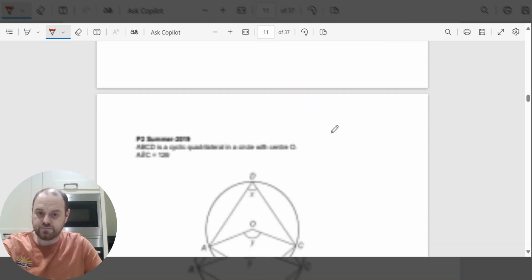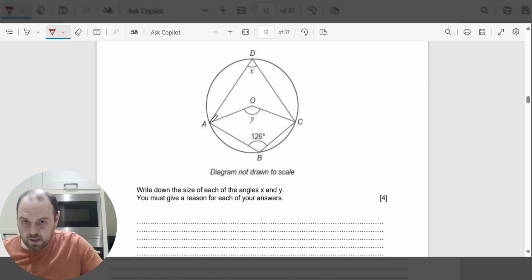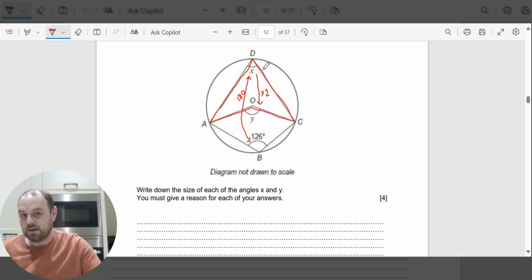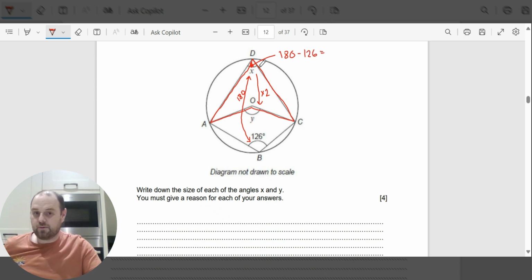And finally, oof, there's lots going on. I can see the little arrowhead. So that one is double that one. But I don't know either of them. But I've also spotted that there's a four-sided shape here. Look, A, B, C, D. So I know that these two, which are opposite each other in the four-sided shape, will add up to 180. That allows me to work that one out by taking 126 away from 180 to get that one, and then doubling that one to get the one in the middle.